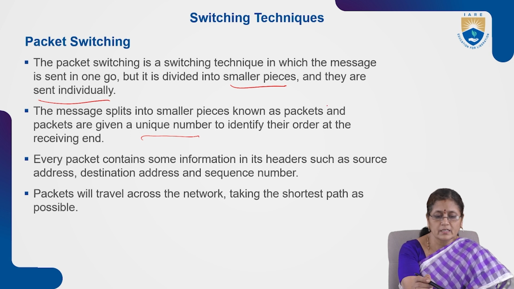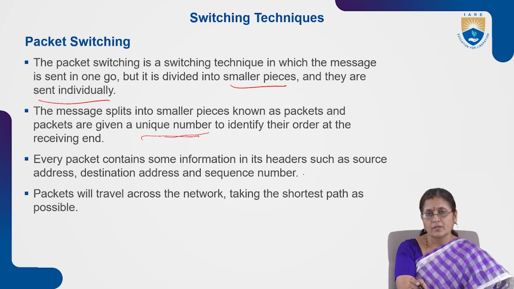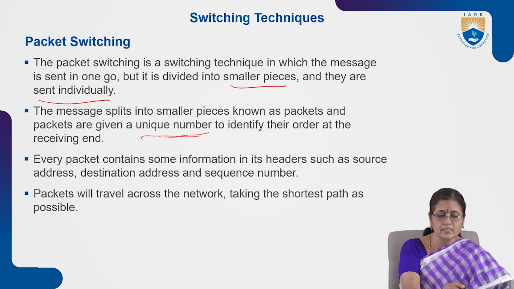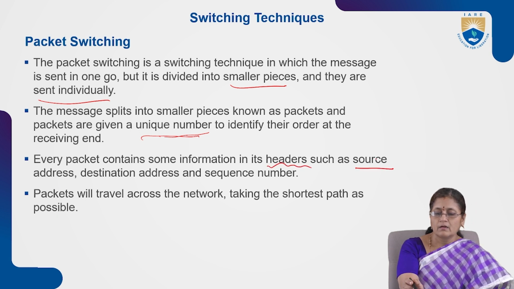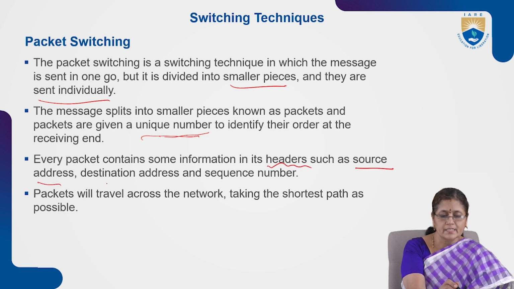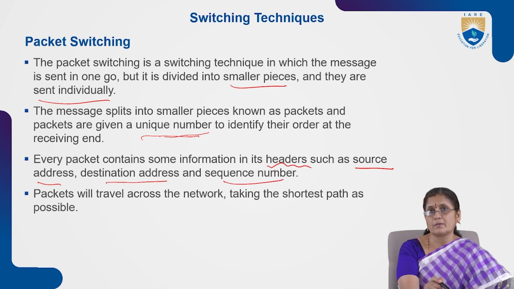Then each packet contains a unique number, which is used to identify their order at the receiving end. Each packet also contains some information in the headers. The headers will have the source address, destination address, and a sequence number also.